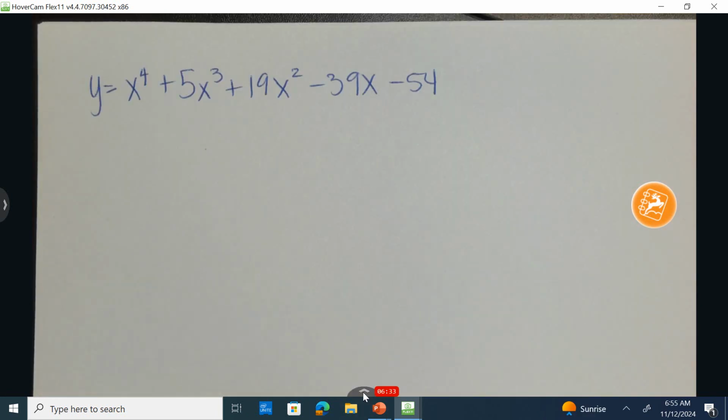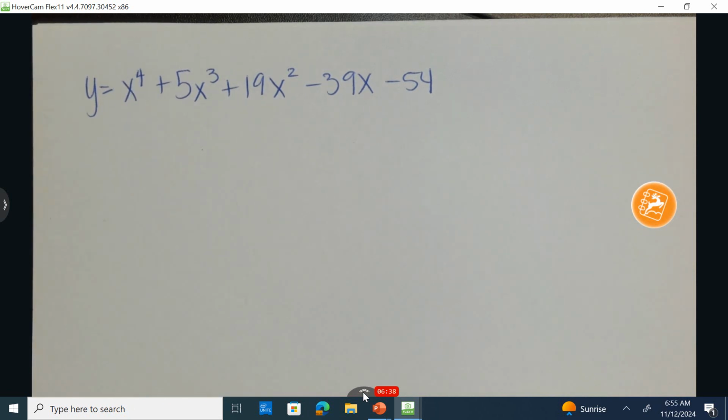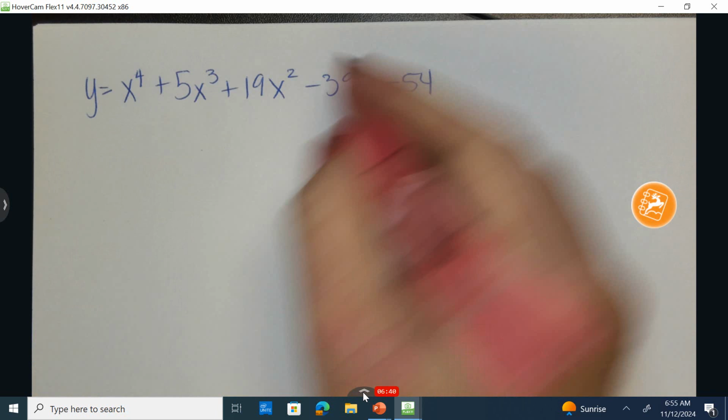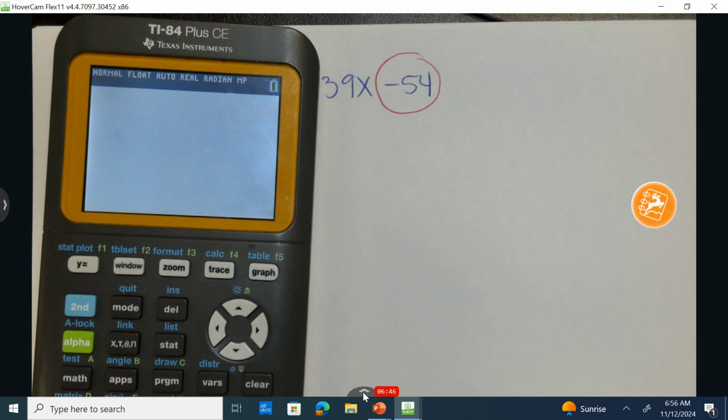Let's look at example number 3. Example number 3 is going to leave me with 3 solutions. And so I'm going to move forward and I'm going to come up with all the factors of 54. Now if you need to use a calculator, grab a calculator.